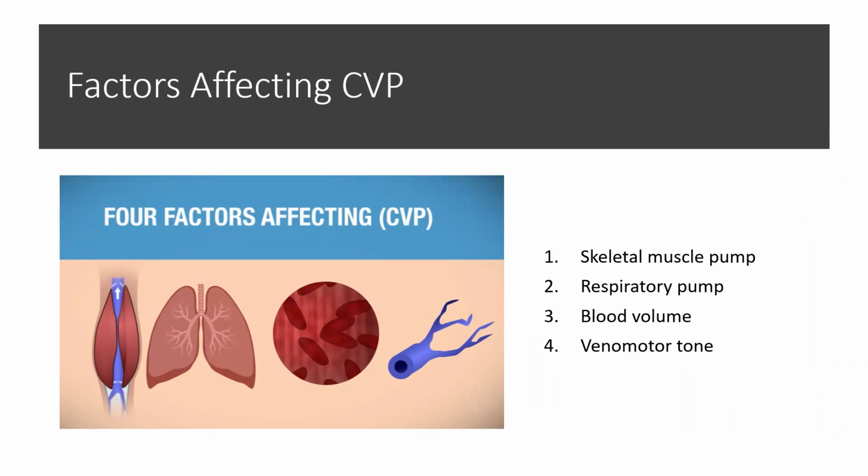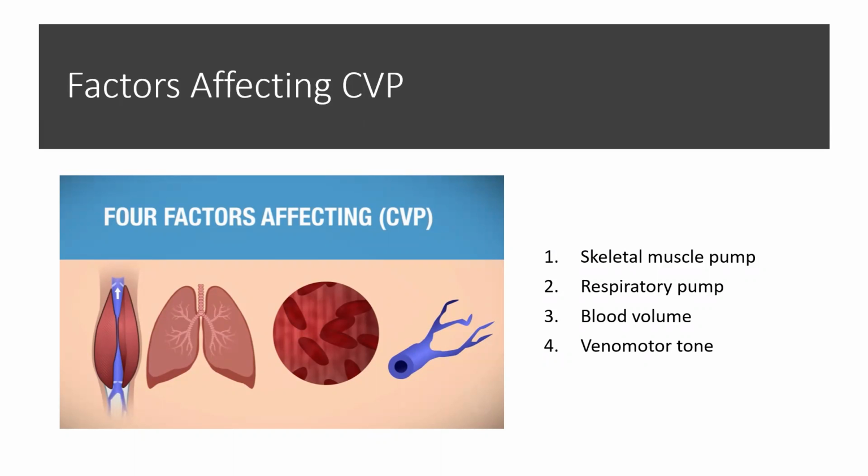Okay, so now let's talk about CVP. What is CVP? The central venous pressure. And what are the factors that affect the central venous pressure? Well, the first one is the skeletal muscle pump. Veins outside the thoracic cavity have valves, so therefore the blood is pushed upwards as a result of muscle contraction. So the blood returns to the heart, which increases blood return. Therefore, this is a factor in determining how much pressure is generated in the right atrium.